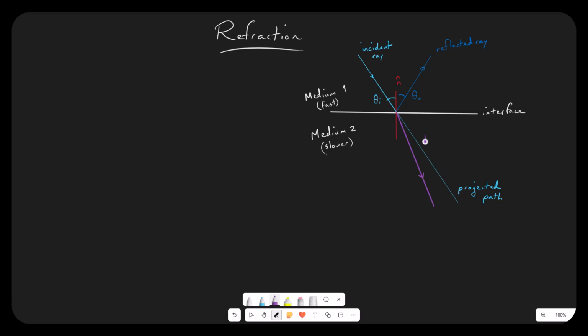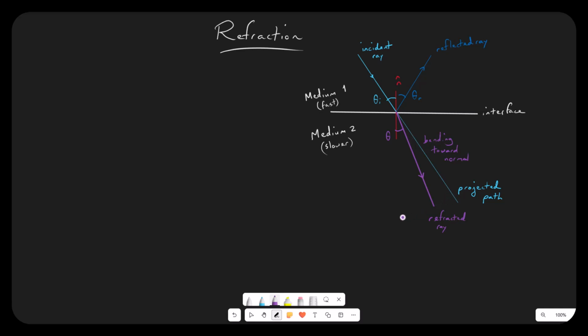So I get a bending of the trajectory toward the normal. I'm going to call this my refracted ray. And I will call this my angle of refraction. Refraction and reflection both begin with an R. They actually both begin with REF, which makes subscripts difficult. There is a different word for this, kind of.